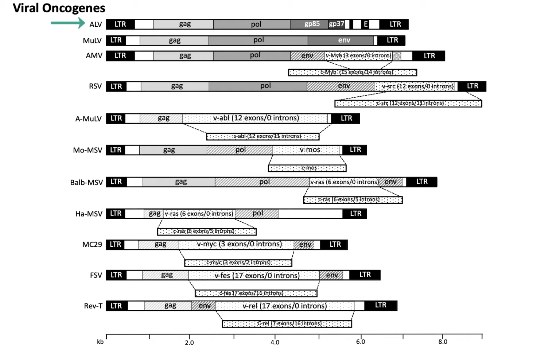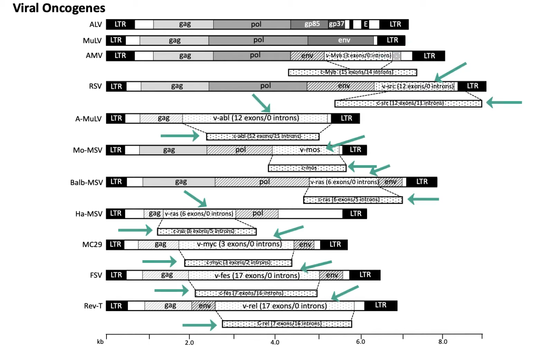Here are some other versions of viruses that are carrying oncogenes. Up on the top, that's a normal ALV virus, an avian virus, and then the MULV is a murine or mouse virus with the long terminal repeats that you've seen before in both retrotransposons and retroviruses. Then you have an AMV, which is carrying an oncogene, a MIB gene, which is also a transcription factor. But note that the cellular version of MIB has 15 exons and 14 introns, and the MIB that's in the virus has no introns whatsoever.